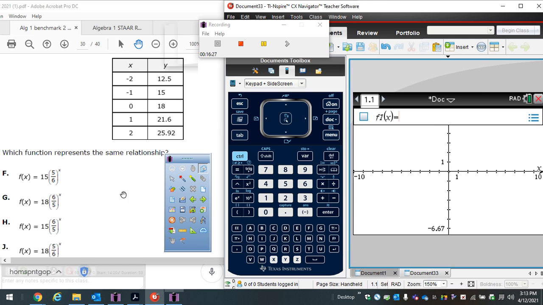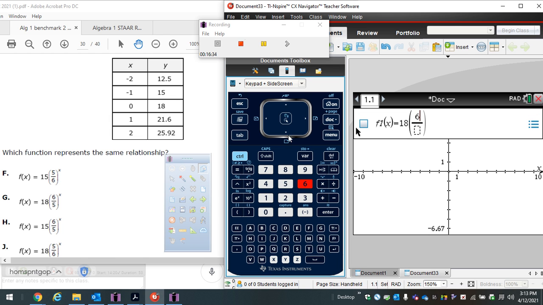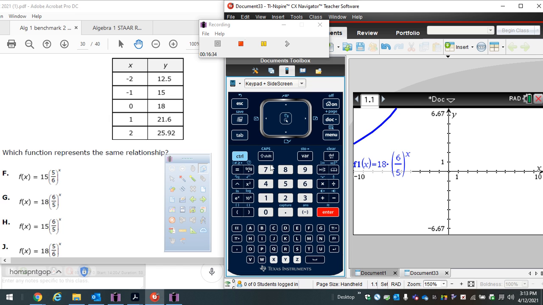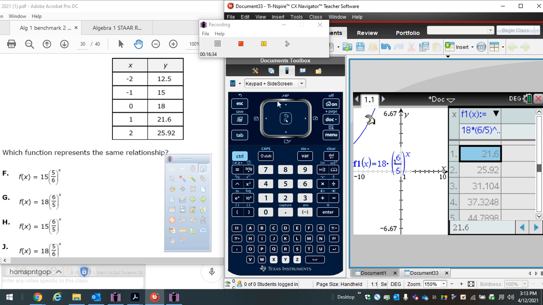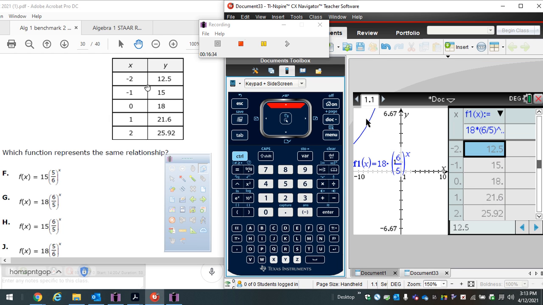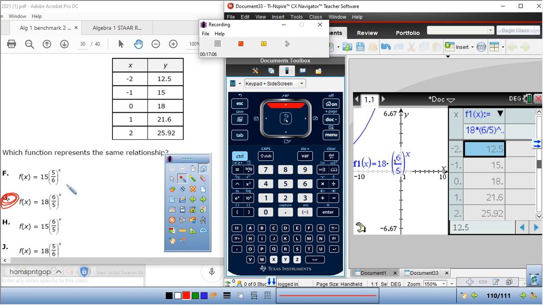I would have shown you how to do it like this. Go to graph. Since I know that's my answer, I'm going to just go to graph and we'll type in 18 in parentheses, control fraction, 6 over 5 over here to the right, then caret X, graph it. I don't even care what it looks like. I want it so I can control T. I'm just going to look at these numbers. I'll make sure they match up. -2, 12.5, -1, 15, 0, 18, 1, 21.6, 2, 25.92, yep. Boom, boom. That's my answer.